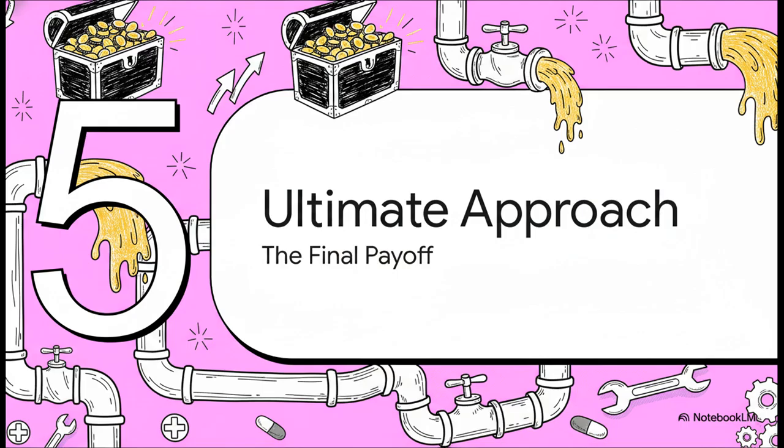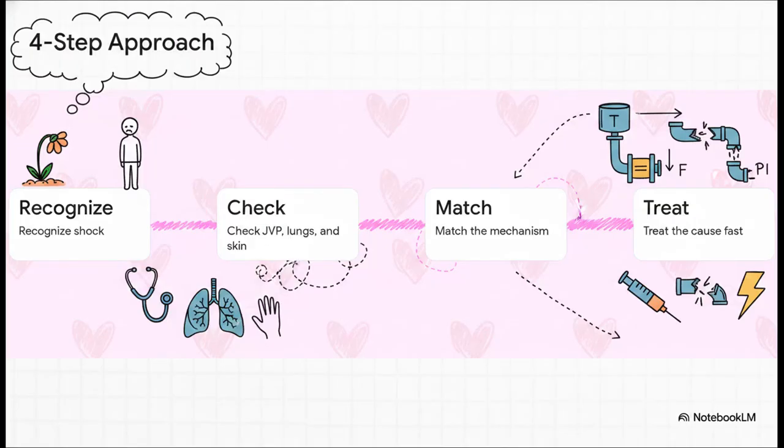Section 5. The ultimate exam approach. Okay, memorizing this exact 4-step framework is absolutely crucial. When the pressure drops and the ICU alarms start blaring, you do not panic. Step 1, recognize the state of shock. Low blood pressure, poor perfusion. Step 2, immediately check the JVP, the lungs, and the skin. These physical signs are your diagnostic compass. Step 3, use those exact clues to match the plumbing mechanism. Is it the tank, the pump, the flow, or the pipes? Only then, at step 4, do you lock in your specific diagnosis and treat the cause fast.